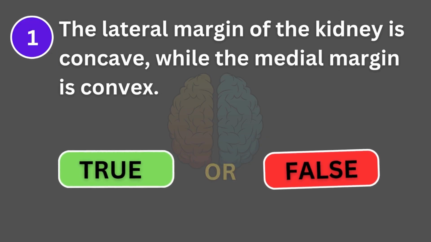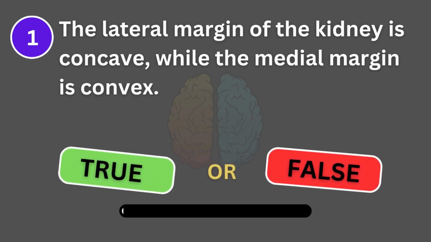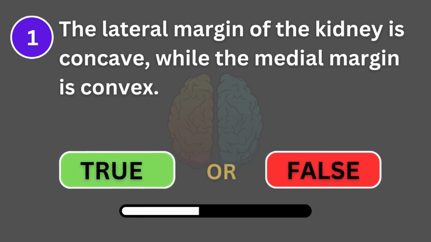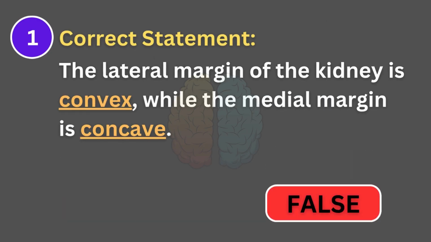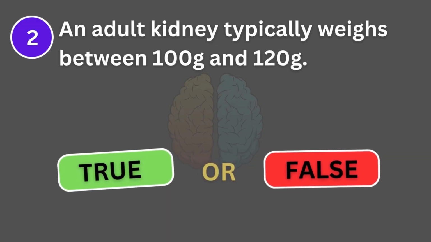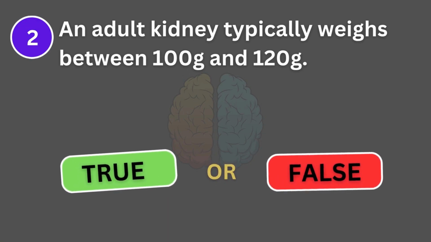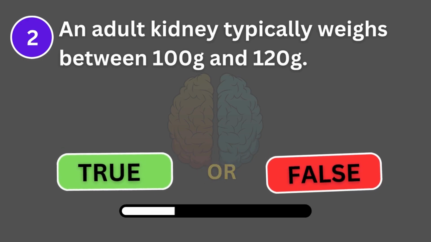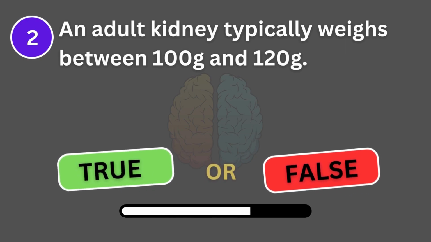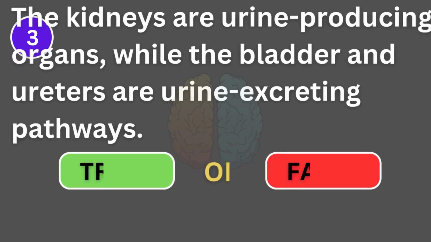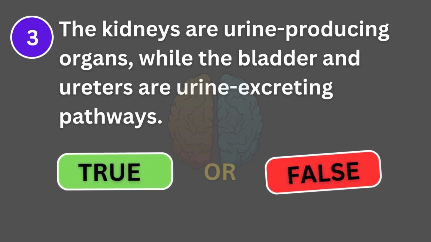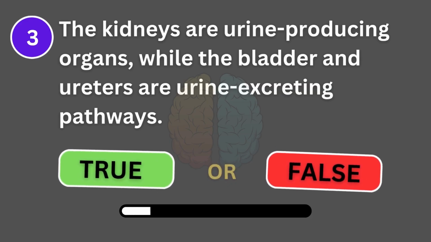The lateral margin of the kidney is concave, while the medial margin is convex. An adult kidney typically weighs between 100 grams to 120 grams. The kidneys are urine-producing organs, while the bladder and ureters are urine-excreting pathways.